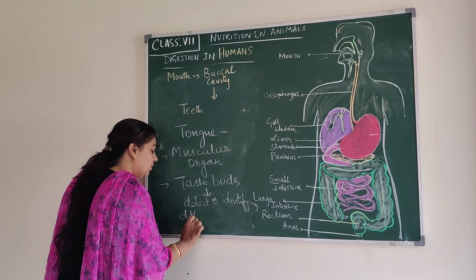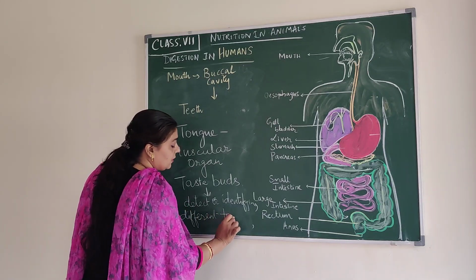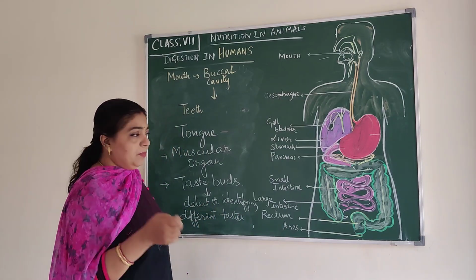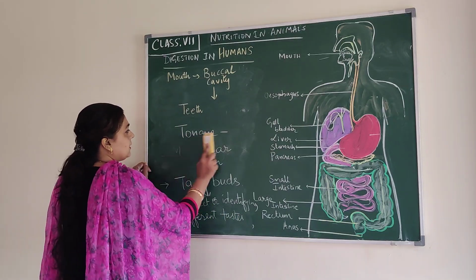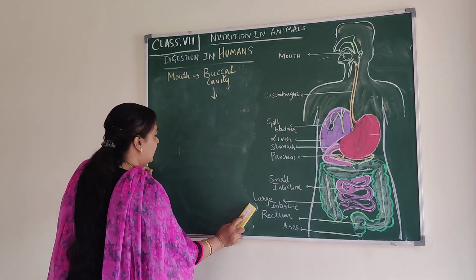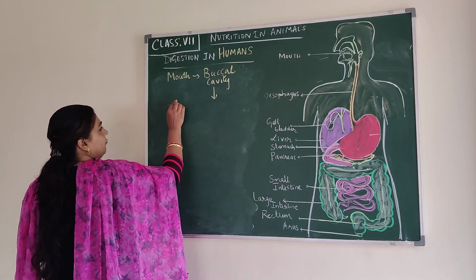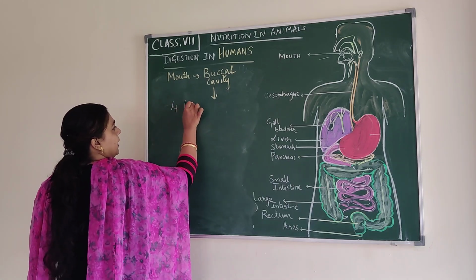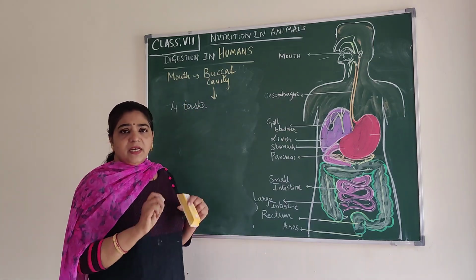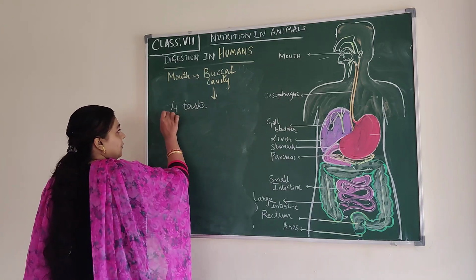So already I told you which are the different tastes. So which are the different tastes? It is 3S, 1B, right? Which are the 3S: sweetness, sourness, saltiness, and bitterness, right? We can identify the 4 tastes because of the taste buds that are present on the surface of the tongue.